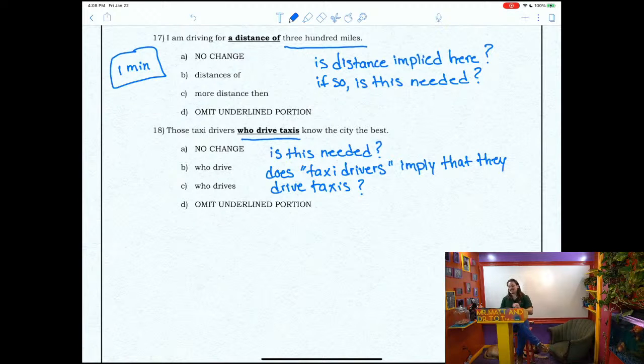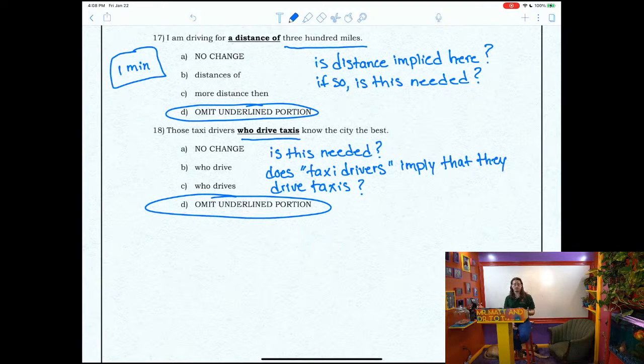Okay, so for 17 and 18, actually both of the underlined portions should be omitted or deleted. That's because they present redundant information. In the first example, in 17, I am driving for a distance of 300 miles. So if you're driving for 300 miles, it's implied that you're driving for a distance because miles is a unit measure of distance. So we don't need to use the phrase a distance of. We can just simply say I am driving for 300 miles. That's much more concise and a lot more effective as a declarative statement.